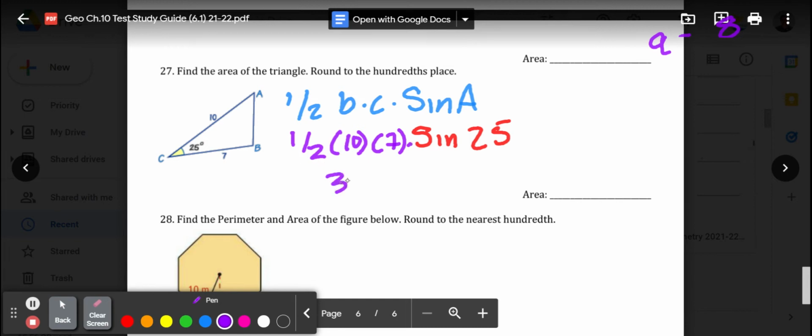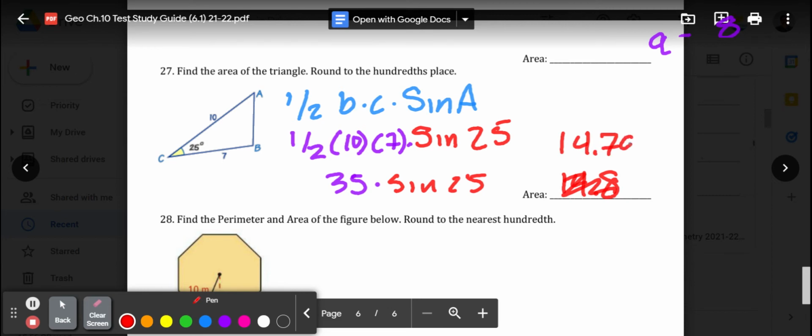But all the purple right there makes 35 times sine 25. Plug that in. We should be good to go. Final answer is 14.8, and that's in hundredths place, so 0.79 is what I should do. Square units. Boom.